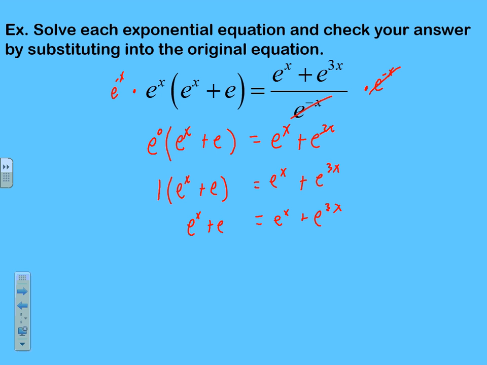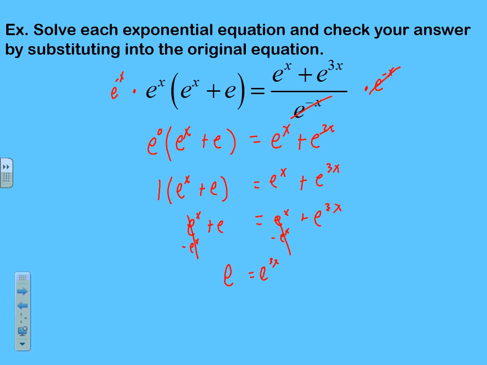So now, it doesn't matter which one I move. If I subtract e to the x from the left side or the right side, we're going to see that those cancel each other out. So at this point, I'll be left with e to the first power is equal to e to the 3x power. Now we have one term on the left side and one term on the right side where the bases are the same.